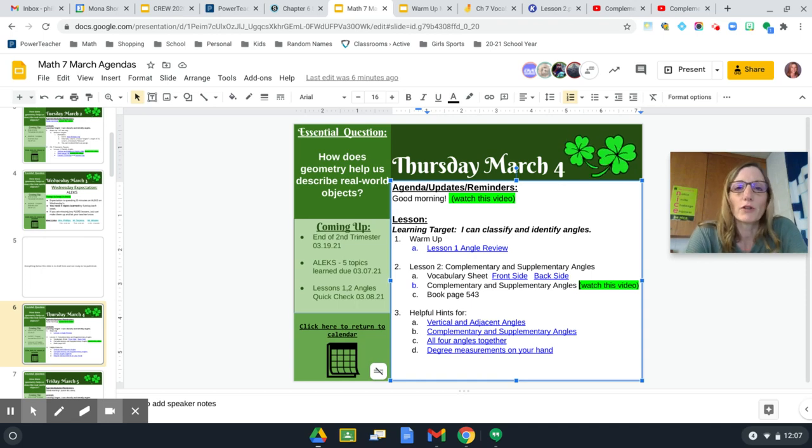Morning. It's Thursday, March 4th. Let's take a look at what we're doing for math today. We're headed into lesson 2, which is called complementary and supplementary angles.